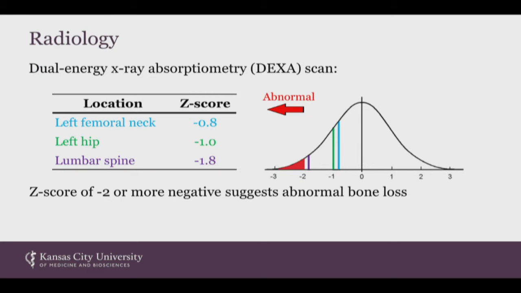We also ordered a DEXA scan, which is a means of measuring bone mineral density. A z-score of -2 or more negative is indicative of an abnormal bone mineralization or osteoporosis. The z-score measures the difference between the measured bone mass density and the mean value of age, race, and gender matched individuals, expressed in standard deviations. Our patient scan proved to be within normal limits for the femoral neck, left hip, and lumbar spine. You can see here the red zone would be abnormal or indicative of osteoporosis, and these lines indicate that our patient's measurements were in fact normal.